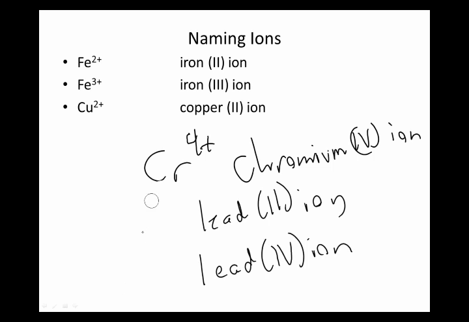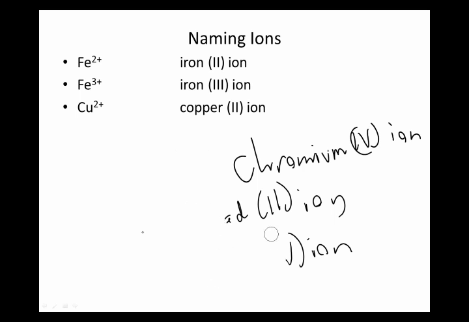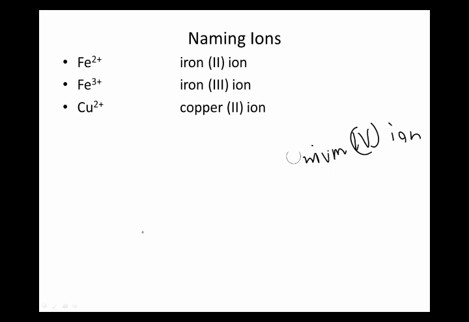So, for any metal that is a fixed charge, group 1A, group 2A, aluminum, gallium, indium, zinc, cadmium, and silver, you don't need the Roman numerals. All other metals, which are variable charge, you need the Roman numeral.